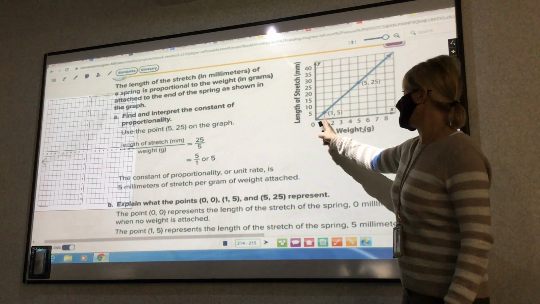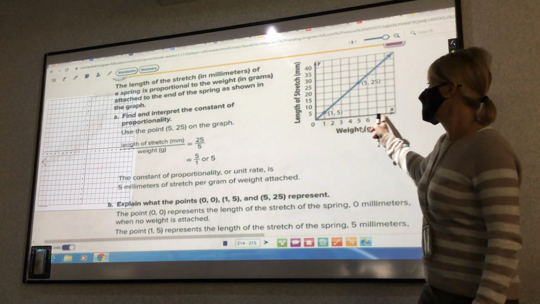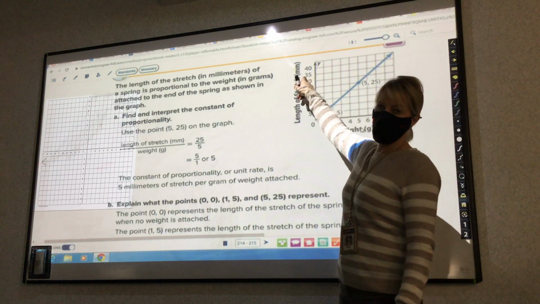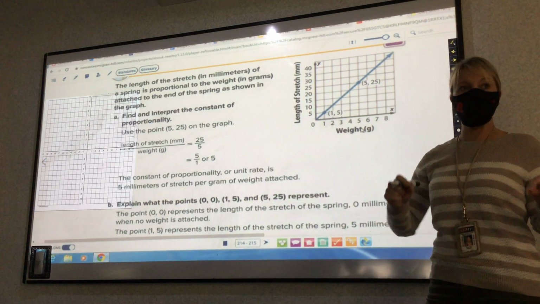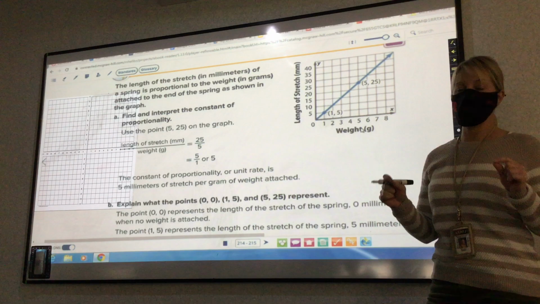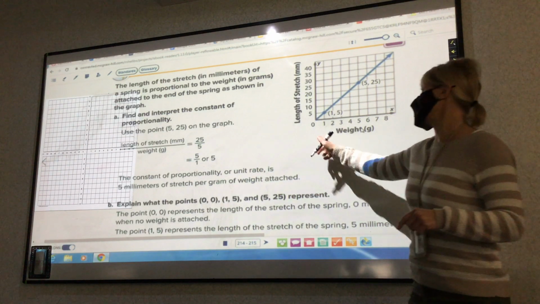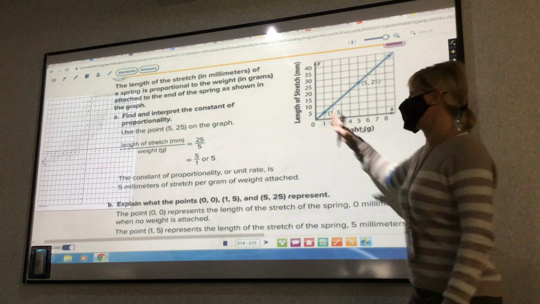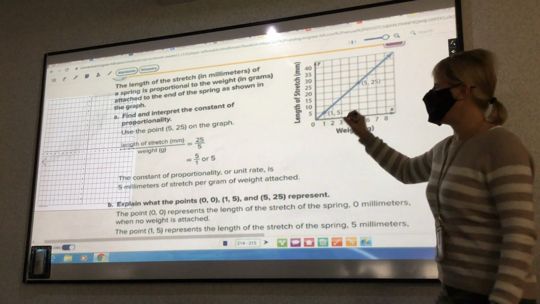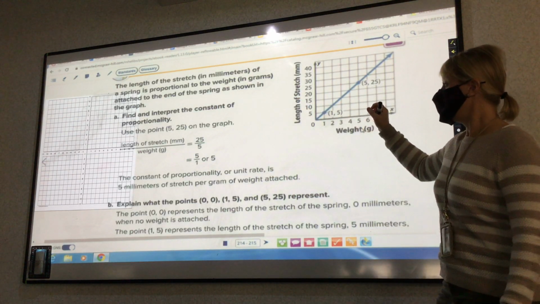Notice that they're counting by ones on the x-axis, but what are they counting by on the y-axis? So remember, I just told you a minute ago, when you are making your graph, they don't have to be the same distance. They don't have to be the same numbers, as long as this is constantly going up by the same number, and so is this. So how do we find the constant?